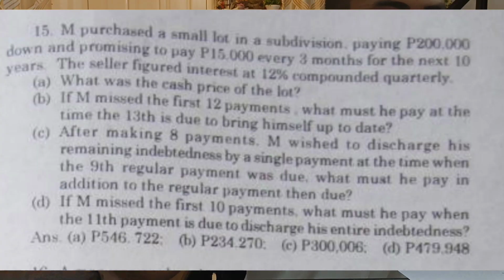So number 15. M purchased a small lot in a subdivision, paying 200,000 down and promising to pay 15,000 pesos every 3 months for the next 10 years. The seller figured interest at 12% compounded quarterly. Letter A, what was the cash price of the lot?